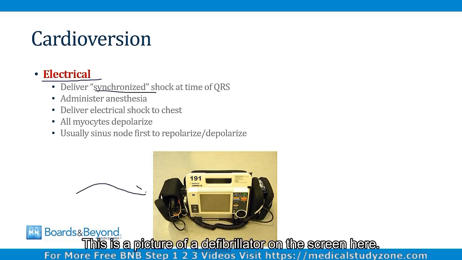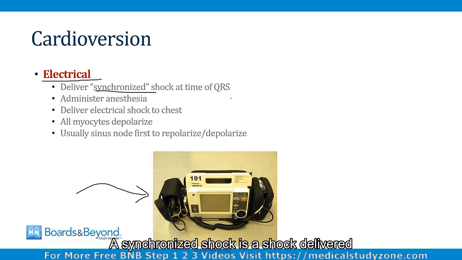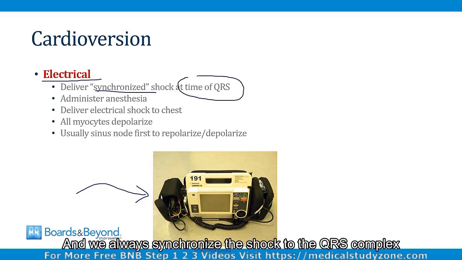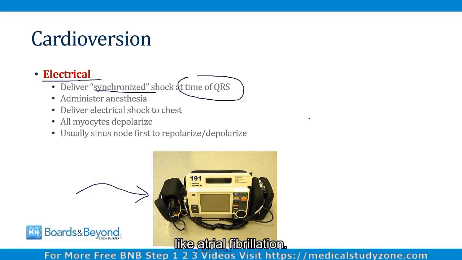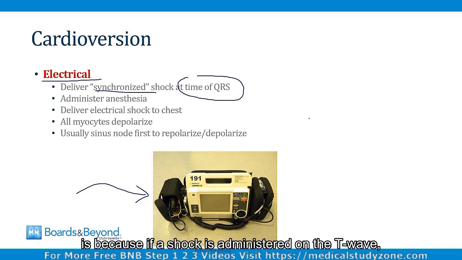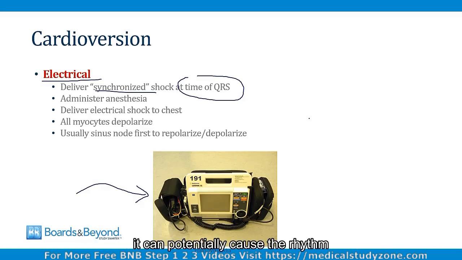This is a picture of a defibrillator on the screen here. A synchronized shock is a shock delivered at the same time as a QRS complex, and we always synchronize the shock to the QRS complex in patients with supraventricular tachycardias like atrial fibrillation. The reason we do this is because if a shock is administered on the T wave, it can potentially cause the rhythm to degenerate into ventricular fibrillation.